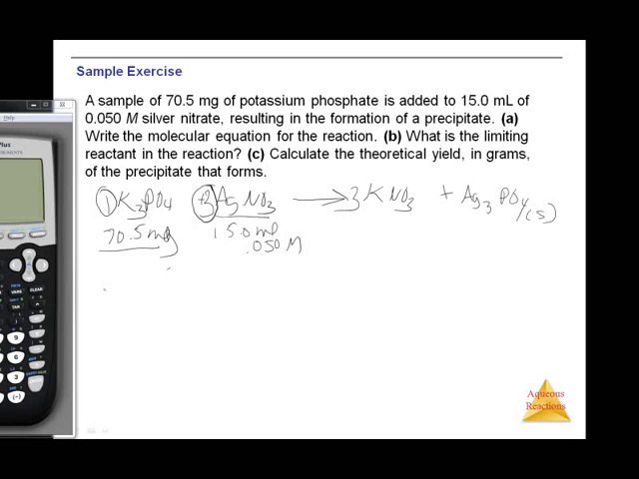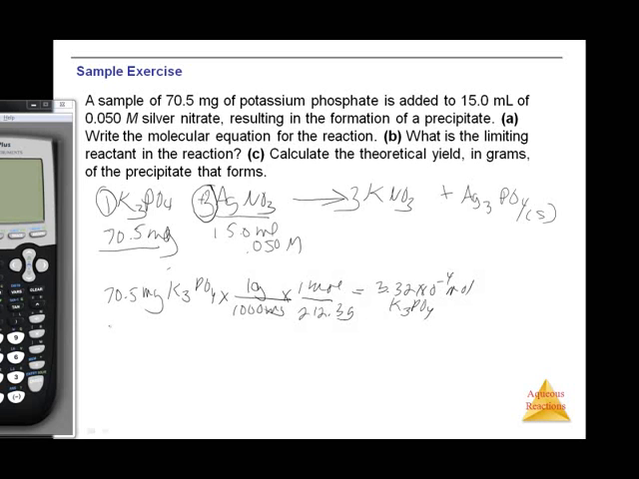Alright, so I'm going to start with the 70.5 milligrams of potassium phosphate. And what I know is there's 1,000 milligrams in 1 gram. And the molar mass of potassium phosphate is 212.3 grams per 1 mole. And this is going to give me 3.32 times 10 to the -4 moles of potassium phosphate.